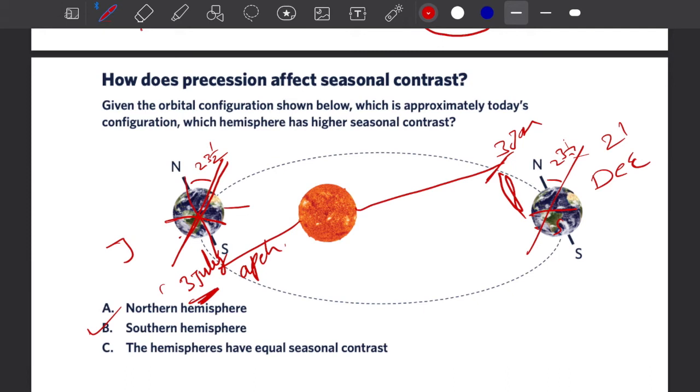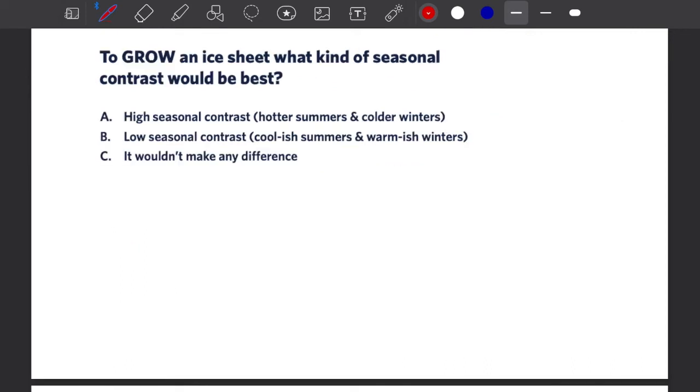So based only on the solar radiation which is coming in, I told you, there is a difference in solar radiation of 6%. At perihelion there is 6% more radiation. At aphelion there is 6% less radiation. So based on the solar radiation coming in, the southern hemisphere has higher seasonal contrast than the northern hemisphere. Is this clear or not? Now let's discuss another question.